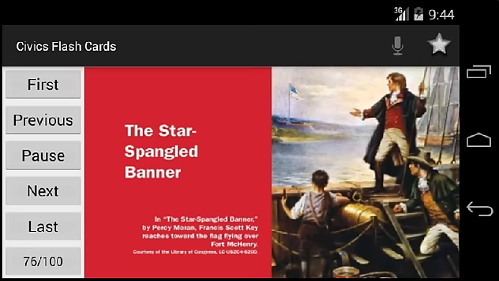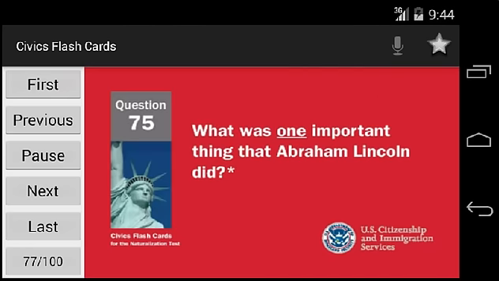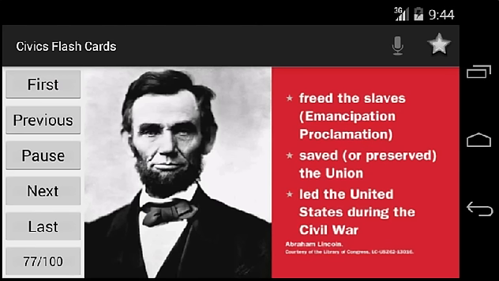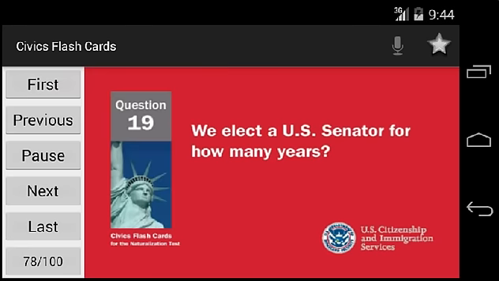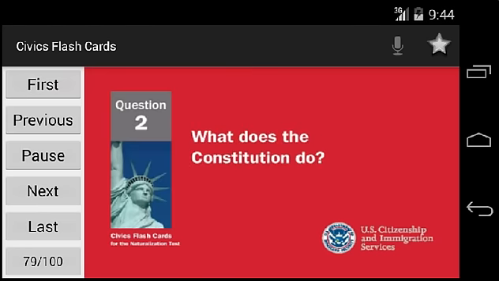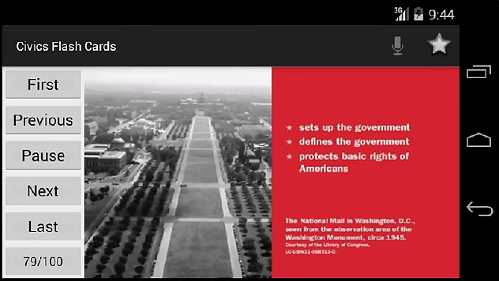What is the name of the national anthem? The Star-Spangled Banner. What was one important thing that Abraham Lincoln did? Freed the slaves. Emancipation Proclamation. Saved or preserved the Union. Led the United States during the Civil War. We elect a U.S. Senator for how many years? 6. What does the Constitution do? Sets up the government. Defines the government. Protects basic rights of Americans.